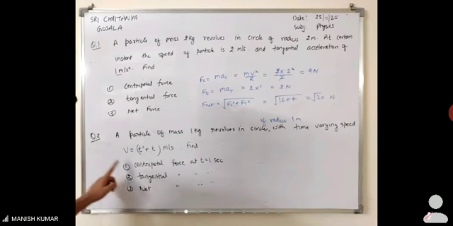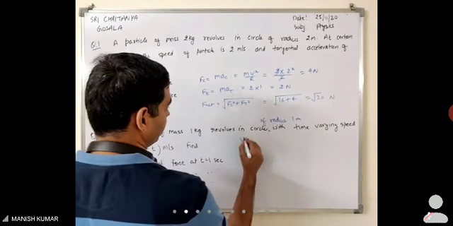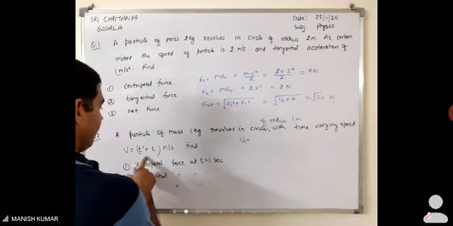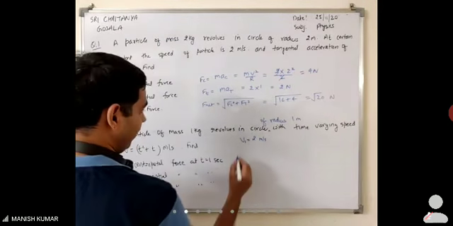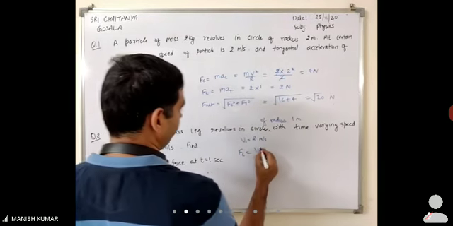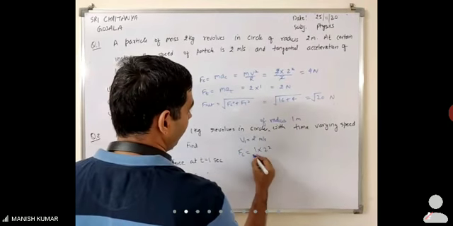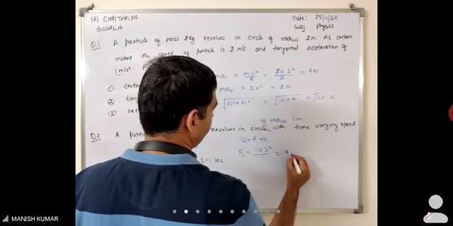So first thing you need to calculate centripetal force. At t is equal to 1, the speed will be 1 plus 1, that is 2. So centripetal force at t is equal to 1 is m, that is 1, into v square upon radius. Radius also given 1, so that is 4 Newton.